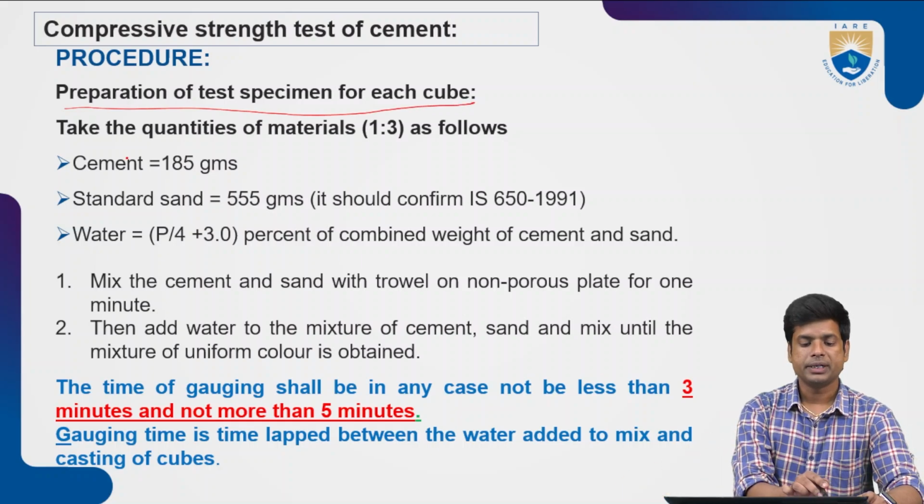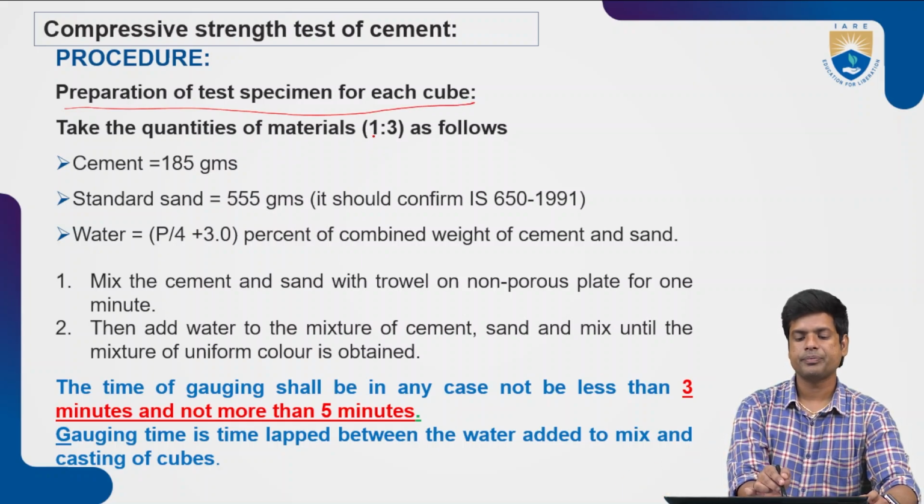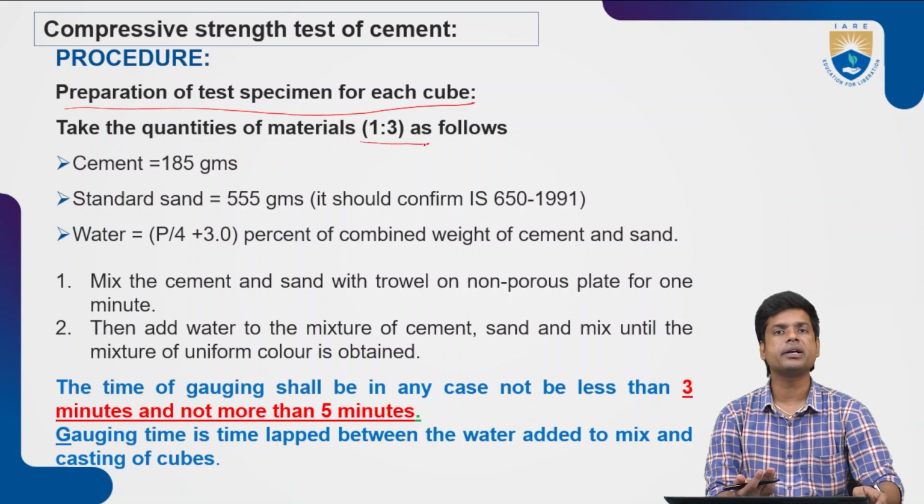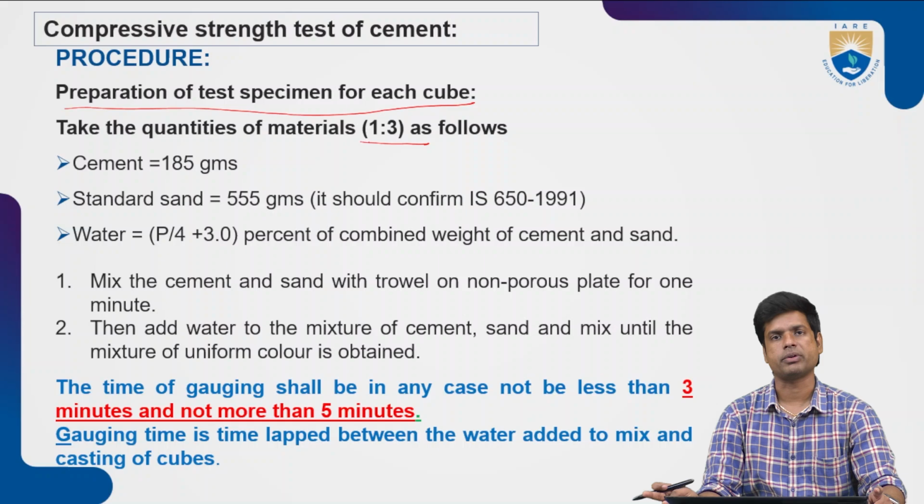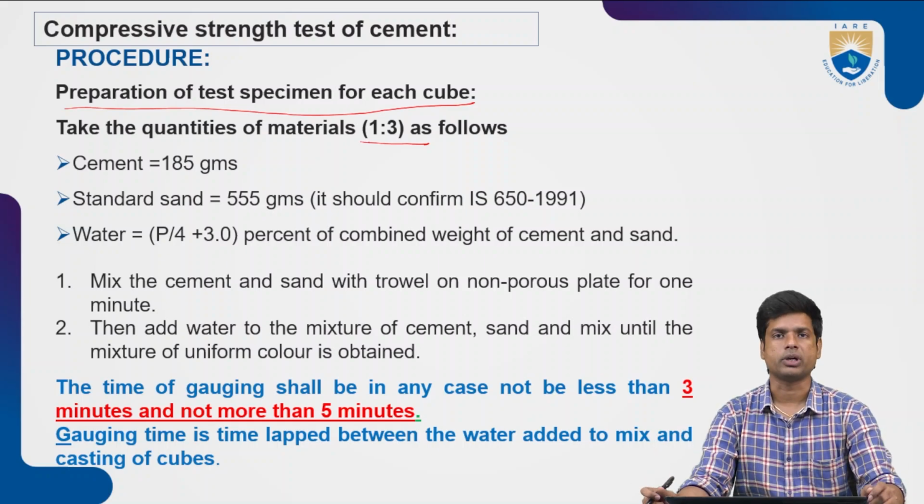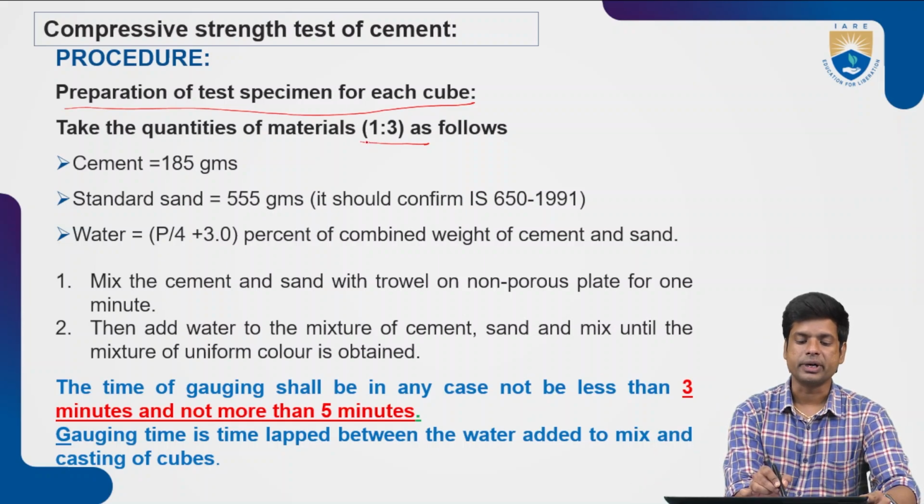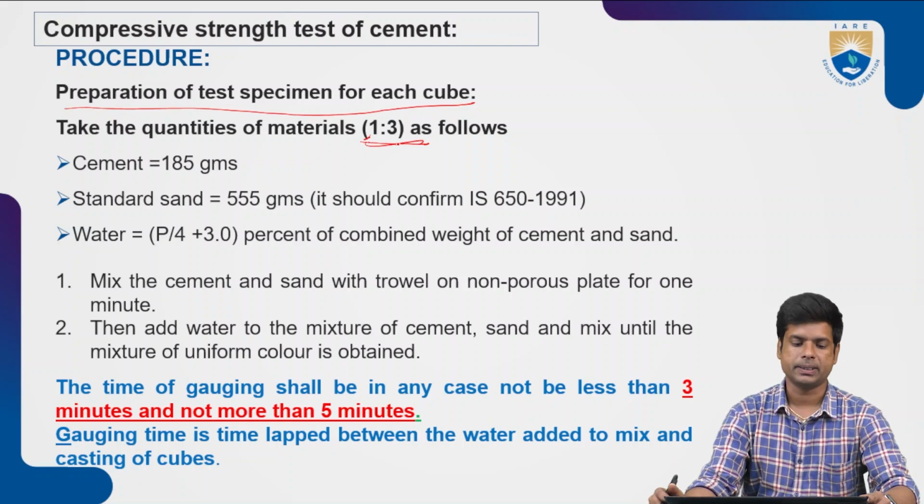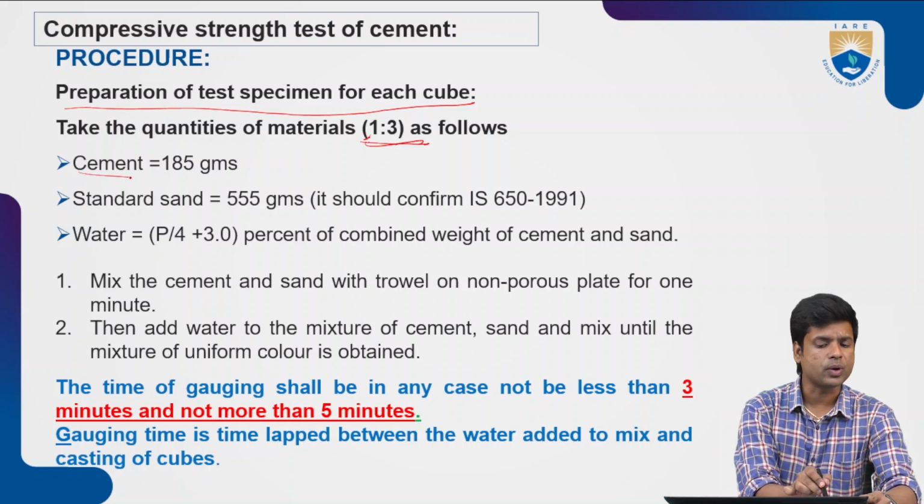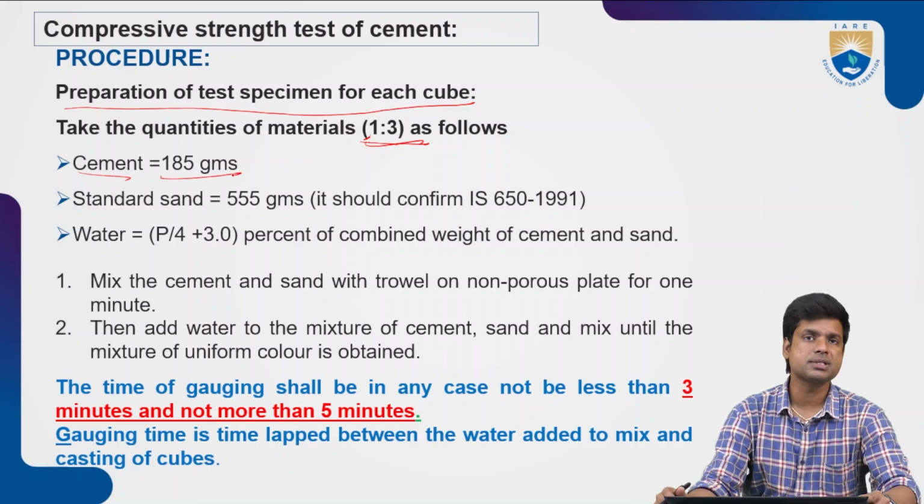Now take the quantities of materials with a ratio of 1:3 as follows. Here we can take different ratios, 1:2, 1:3, 1:4, depending upon the strength requirement. So here I am considering a 1:3 ratio, 1 unit of cement and 3 units of fine aggregate. The cement quantity I am taking is 185 grams.